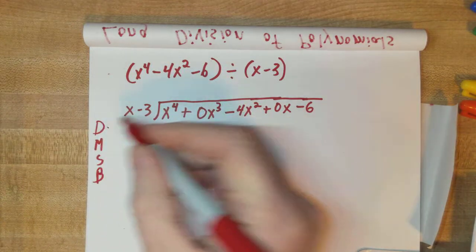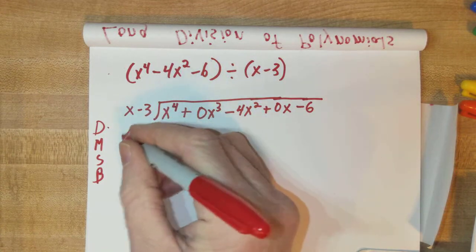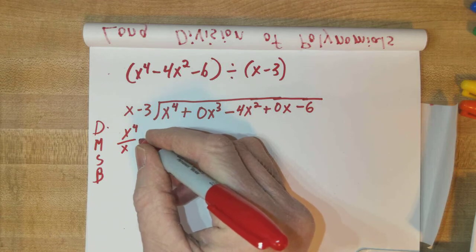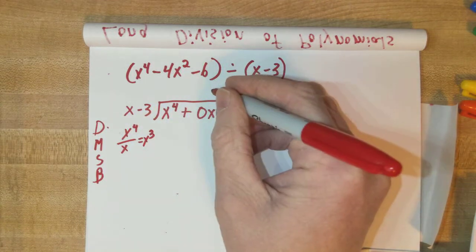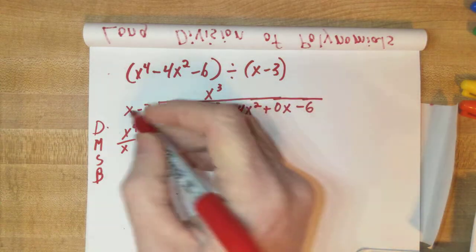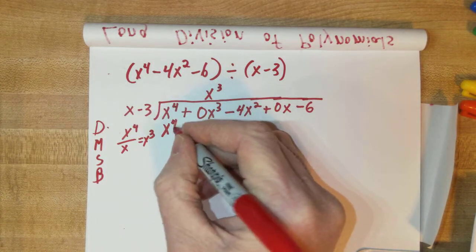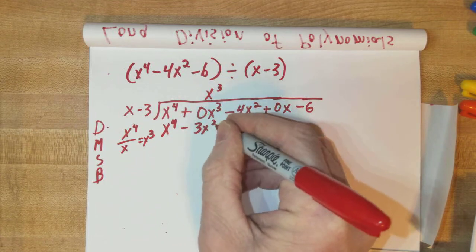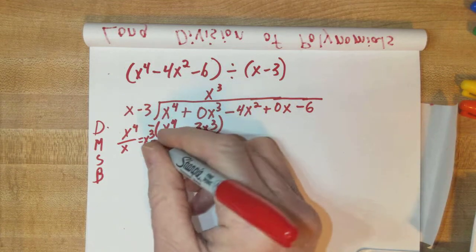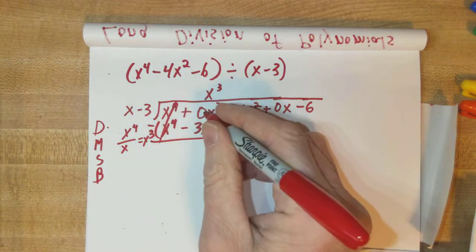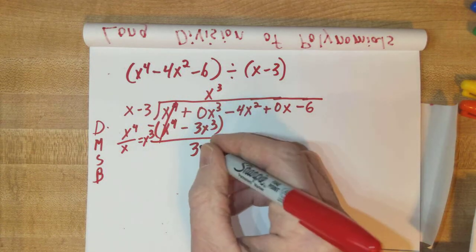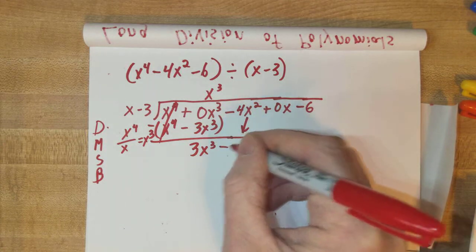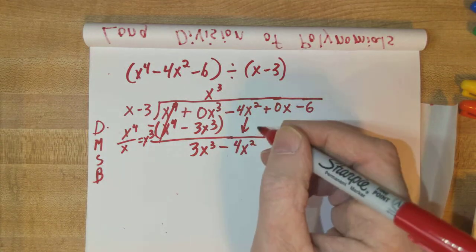The first one is the divide step here. I'm going to take x to the 4th divided by x, and that is x to the 3rd. I'm going to put x to the 3rd right there. X to the 3rd times x is x to the 4th. X to the 3rd times negative 3 is negative 3x to the 3rd. I'm going to subtract that. That cancels. 0 minus negative 3 is positive 3, x to the 3rd. And I'm going to bring down minus 4x squared.